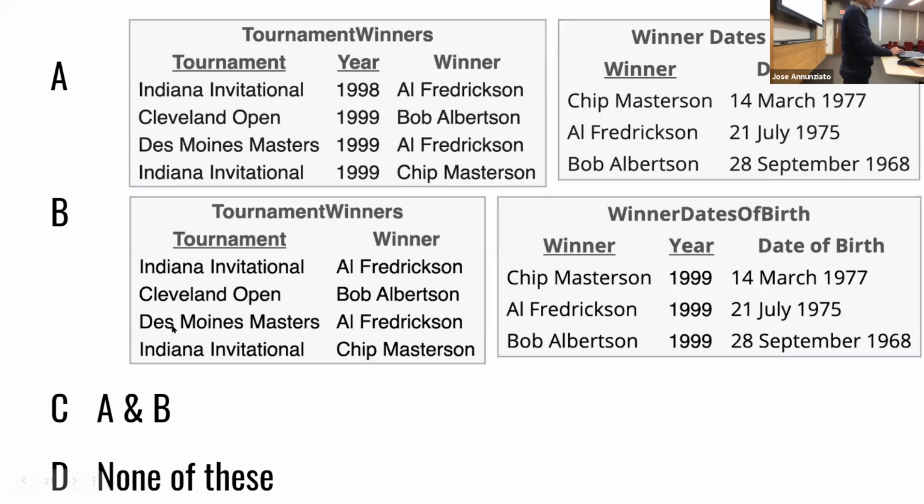Okay, as opposed to this one, notice that I've broken up the original primary key of tournament and year into separate tables, which is not what I want, right? I've kind of lost the original structure of the original table. Sometimes I'll throw in something like, both of them are correct or none of them are correct, right? Seldom is it that none of them is correct.